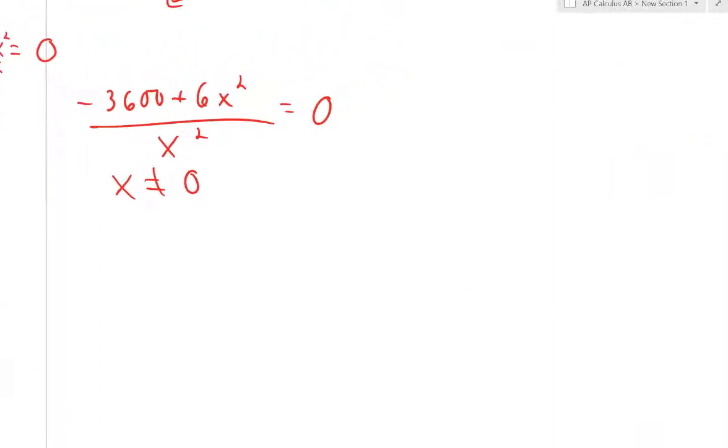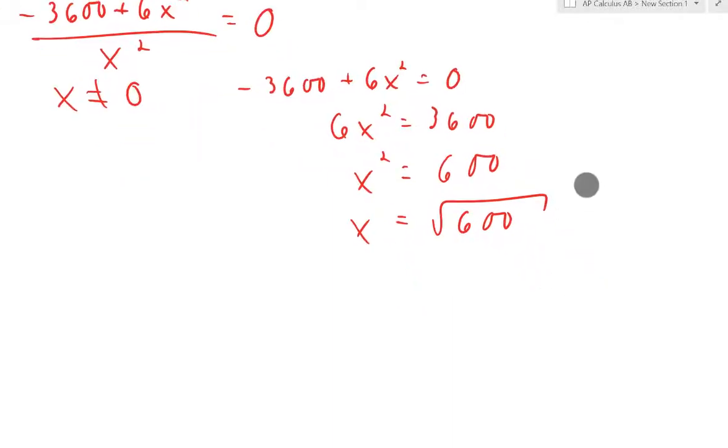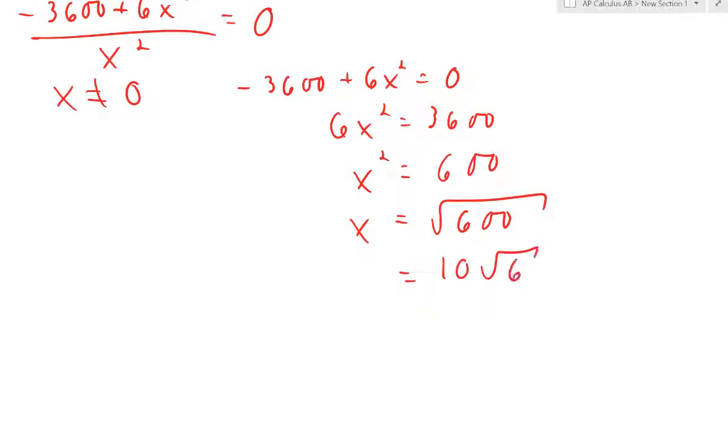And then we set the numerator equal to 0, which means 3,600 would have to equal 6x squared. You're going to divide that by 6, which is going to give you 600. And then you take the square root. X is the square root of 600, which happens to be 10 root 6, and that's going to be feet.